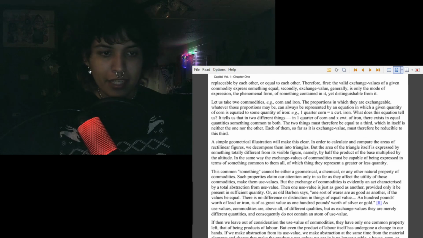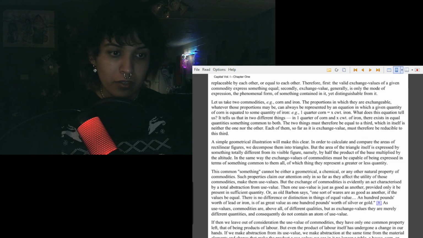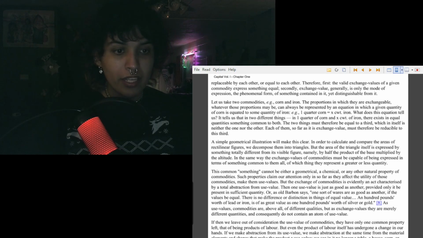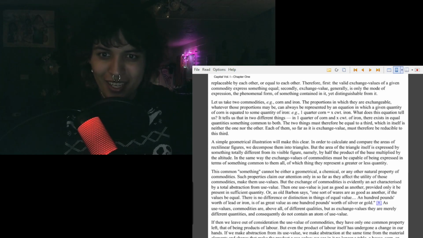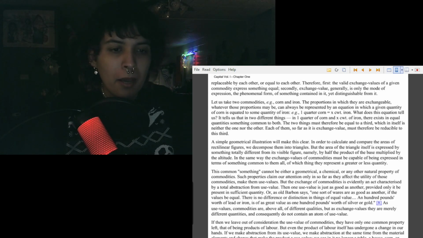This common something cannot be either a geometrical, a chemical, or any other natural property of commodities. Such properties claim our attention only insofar as they affect the utility of those commodities, make them use values. Okay, I like that. That makes more sense than saying it's money. Yeah. But the exchange of commodities is evidently an act characterized by a total abstraction from use value.